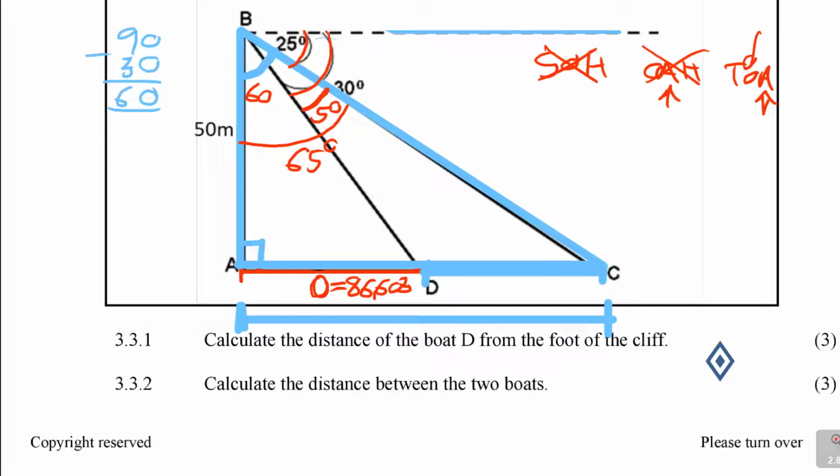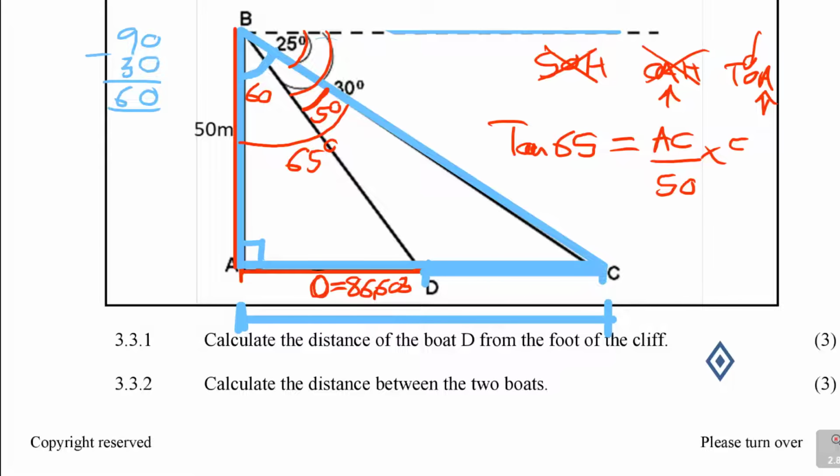I still have my adjacent side, this one. So the question is now, I want to find AC. Obviously AC must be bigger than 86,603. And what am I going to use? You come back to your trig ratios again. Nothing has changed. It's still the trig ratios, and it's still tan. Why? Because you're still using the same adjacent side. So you're going to use tan theta, which is now tan 65, is equal to opposite, which is what I want now, as AC, over adjacent is still 50. See that?